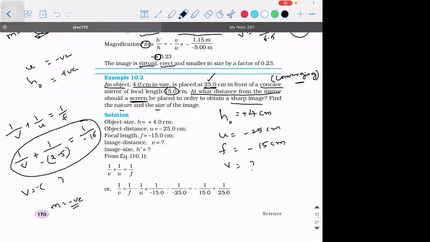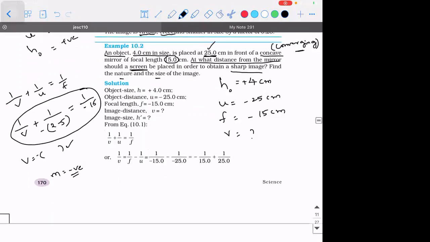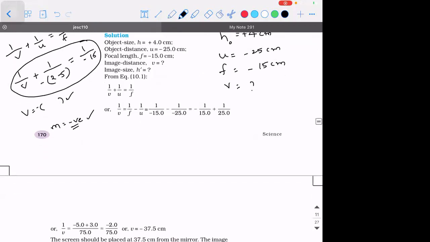I'm not talking about the values. These are all the checkpoints rather than guesses that you need to have before solving. You need to ensure that you're attaining these values. If not, you're wrong with something else. Okay, so V value is negative.